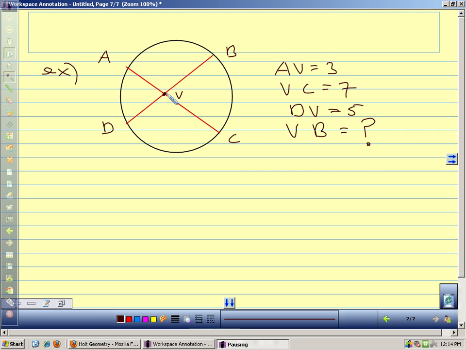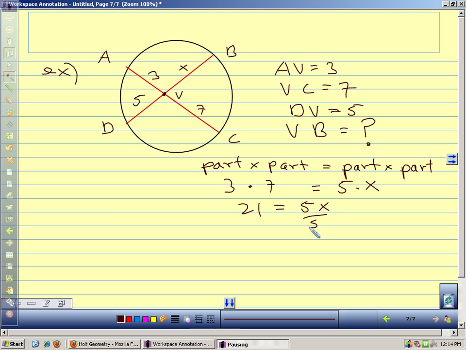So we have two intersecting chords. Our intersection is inside the circle, so that tells us we're going to use part times part equals part times part. So let's label our pieces. AV is 3, VC is 7, DV is 5, and VB is what we don't know. Let's call that X this time. So we'll plug into our rule. For this segment, the part times the part is 3 times 7. And for the other segment, the part times the part is just 5 times X. So I get 21 equals 5X. Divide by 5, and X equals 4.2.